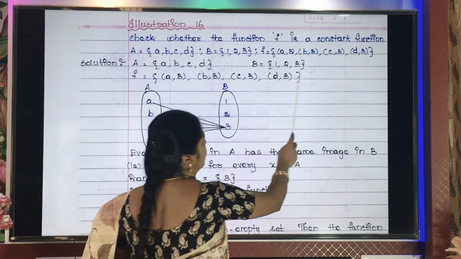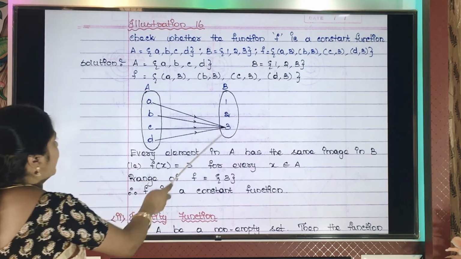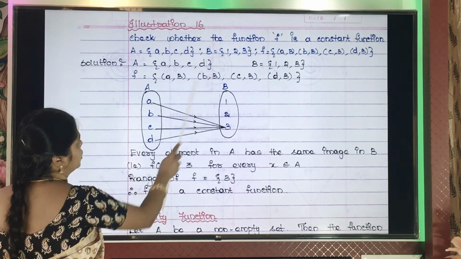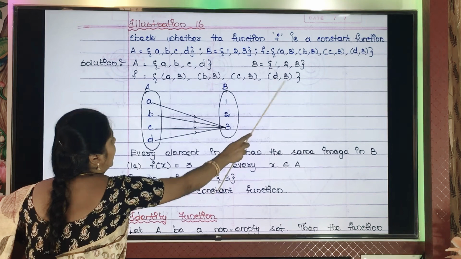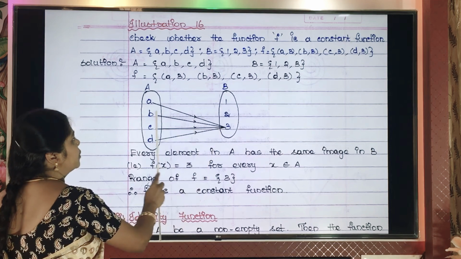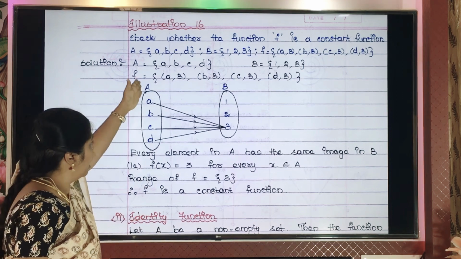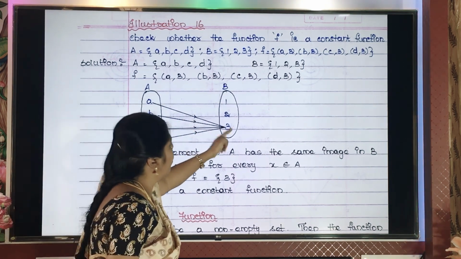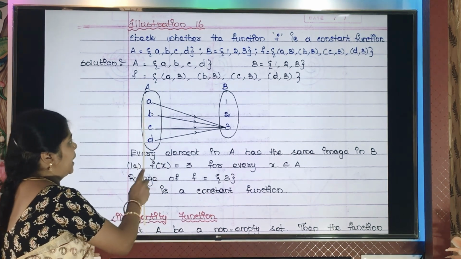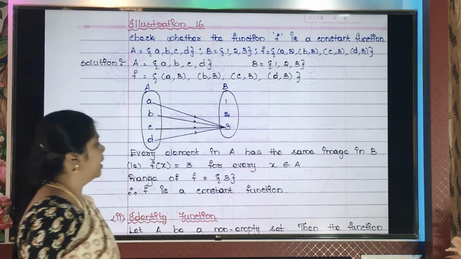Now as per the function, as per the collection they have given for this function, I am going to map. What is it given? A should be mapped to 3, B to 3, C to 3, D to 3. So all the elements of set A are getting mapped to one single element in set B. Every element in A has only one image in B.